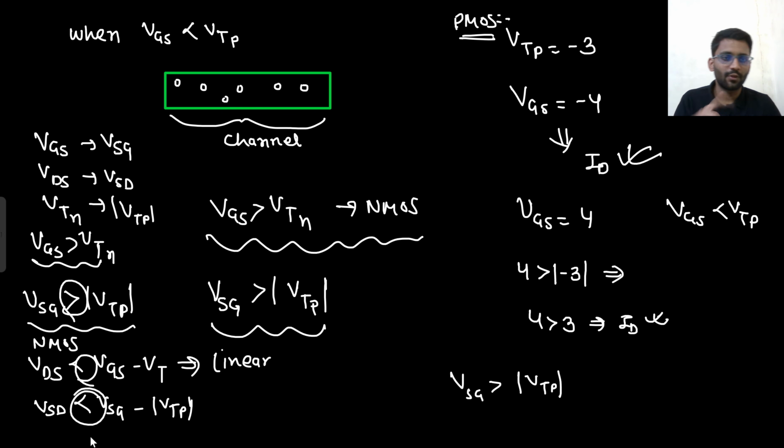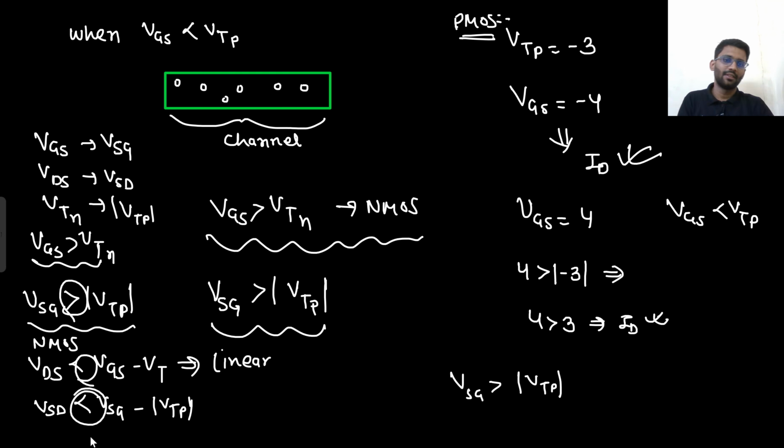So what will be my condition for PMOS? To overcome cutoff, what should be the condition? That my VSG should be greater than mod of VTP. Now for the linear region, VDS should be less than VGS minus VT. That means my VSD should be less than VSG minus mod of VTP. And what should be the condition for the saturation region? My VSD should be greater than VSG minus mod of VTP.